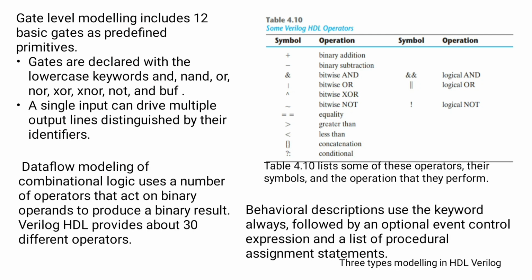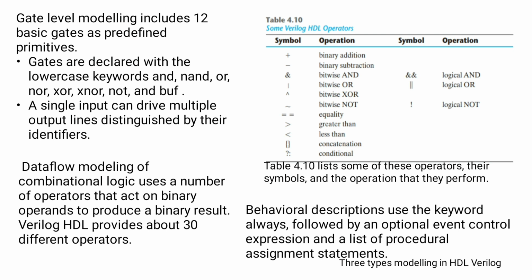Gate level modeling includes 12 basic gates as predefined primitives. These are also called system primitives. Gates are declared with the lowercase keywords and, comma, likewise nand, or, nor, xor, xnor, not and buf. A single input can drive multiple output lines distinguished by their identifiers. Data flow modeling of combinational logic uses a number of operators that act on binary operands to produce a binary result. Verilog HDL provides about 30 different operators.